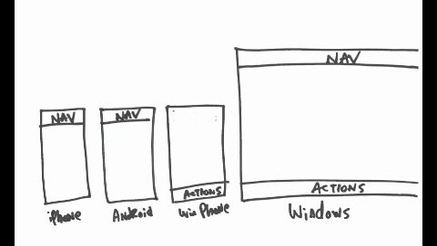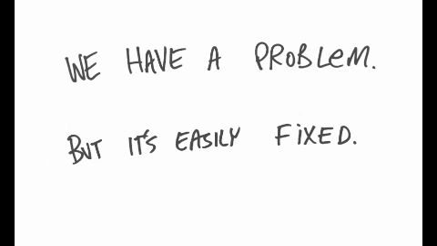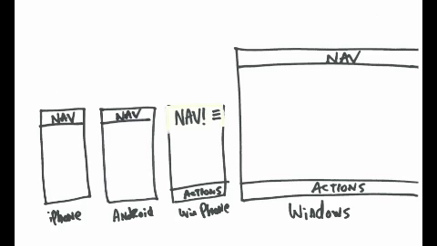Again, if you look at the big screens, all four of them side by side, iOS, Android, Windows, and Windows Phone, you'll notice there's one exception for putting nav on top, and that's Windows Phone. So this is a problem, but easily fixed. It looks like this. You just make sure you put nav up on the top, and everything works out great.